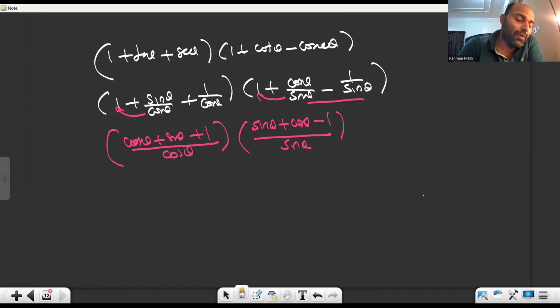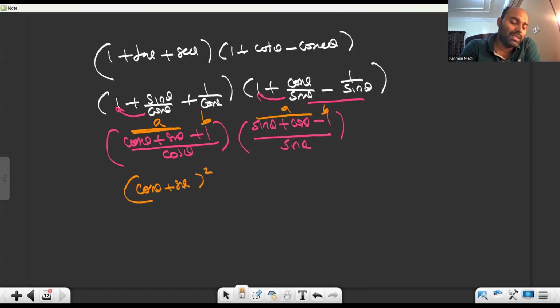Now it is in the form where this is your A: sine theta plus cos theta, and sine theta is the same. You know, A plus B is the same as B plus A. This is your A and this is your B. A plus B into A minus B is what? A square minus B square. So it becomes cos theta plus sine theta whole square minus B square, with denominator cos theta into sine theta.